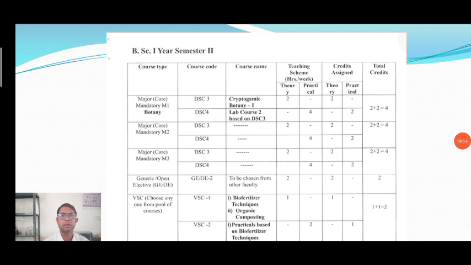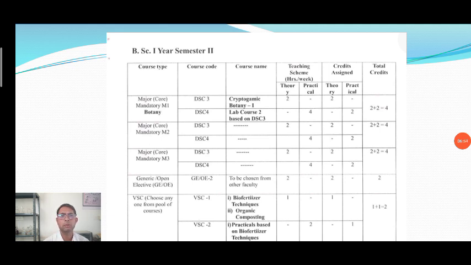So just like the first semester, here also there are major mandatory courses, that is M2 and M3, and along with that again there is the elective, the generic elective, to be chosen from the other faculty. So students from the other faculty have to select science, that is botany, and botany students have to select the other course from the given pool.